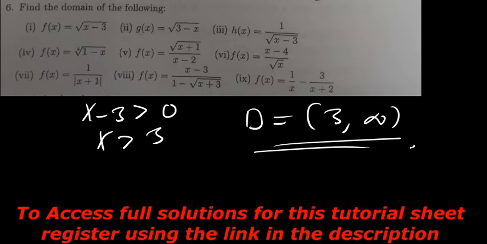So starting from 3, but 3 is not part of it. The moment I include the 3, 3 minus 3 is 0, the square root of 0 is 0, meaning I've got 1 over 0, which is undefined. That's why I have put this open interval to show that 3 is not part of the solution. Okay, so that's how you find the domain.